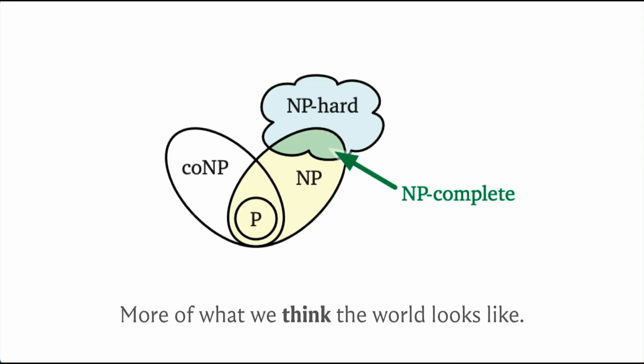So this is our updated Venn diagram. There could be some problems that are outside of NP and are NP-hard. That does happen. But most of the problems that we will be dealing with tend to be NP-complete, meaning that they are in NP and they also are hard for the class NP, meaning that all of NP reduces to these problems.